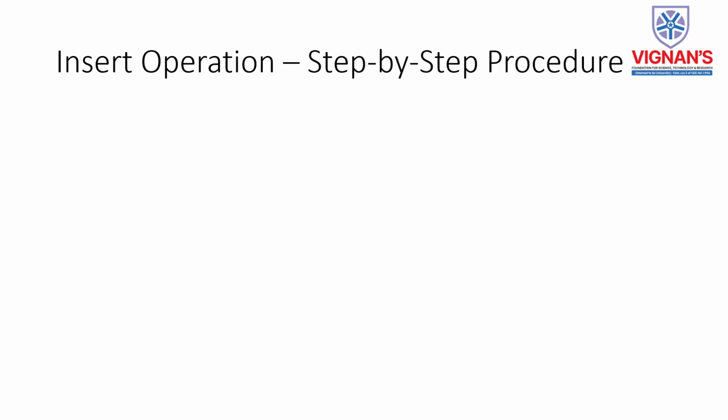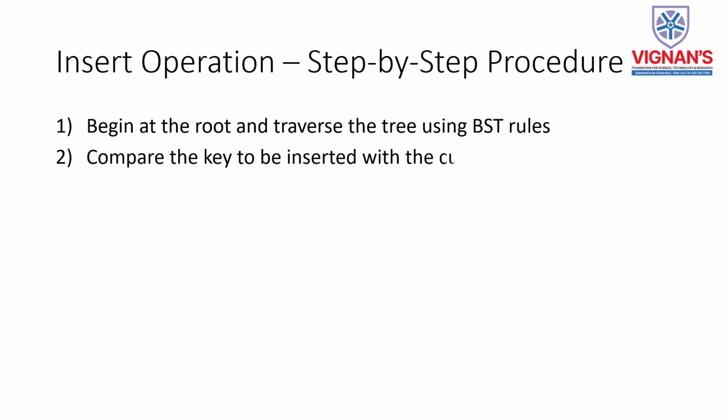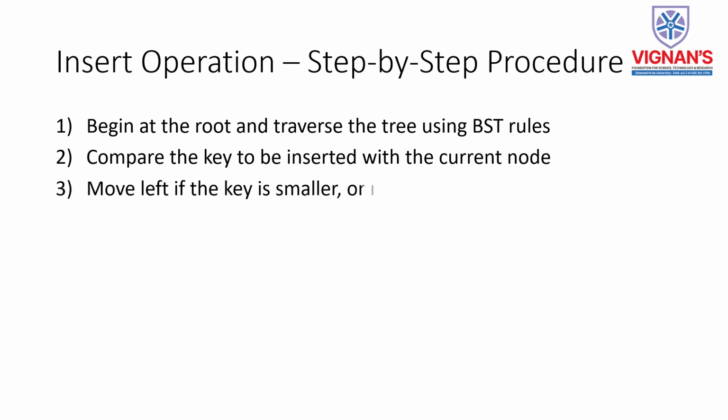Here is the step-by-step procedure for insert operation. Begin at the root and traverse the tree using BST rules. The insertion process starts from the root and follows binary search tree traversal rules. Compare the key to be inserted with the current node. At each node, the key is compared with the current node's value. Move left if the key is smaller, or right if it is larger. Based on the comparison, traversal continues to the left or right child.